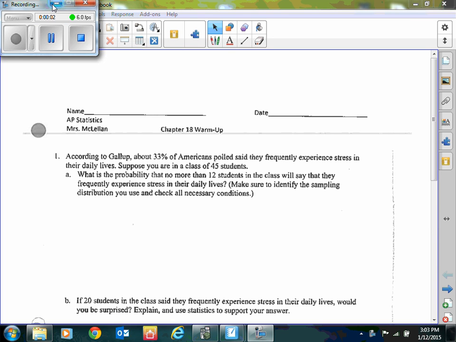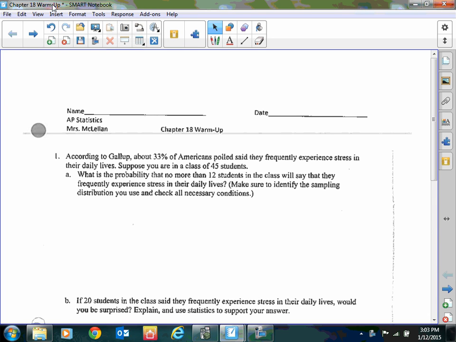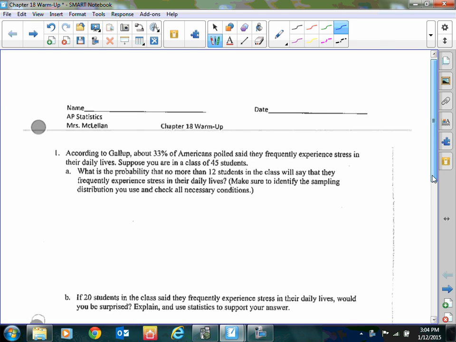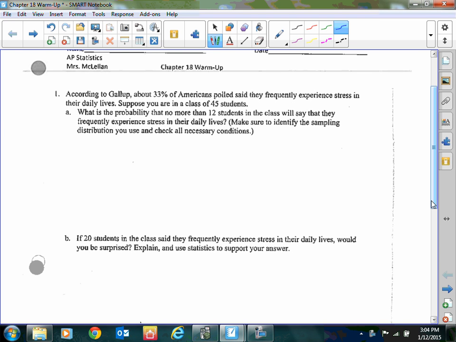So on this warm-up 18, I want to make sure that you're comfortable with the two different kinds of sampling distributions, proportion and mean. We've been mostly doing means. In class, we did a lot of those problems, but this first one is a proportion problem. Now, on this first problem, it does not give us information either that it is a normal curve.